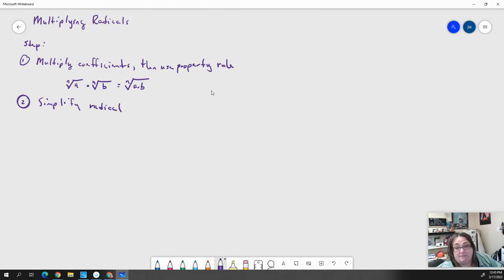What does that look like? All right. If I have, for example, the square root of 27 times the square root of 5, I can just make that the square root of 27 times 5, right? Which gives me the square root of 135. And now, I multiplied everything together. Now I just need to simplify.